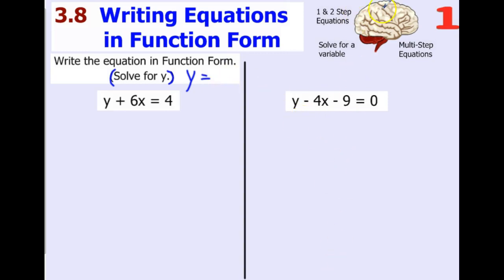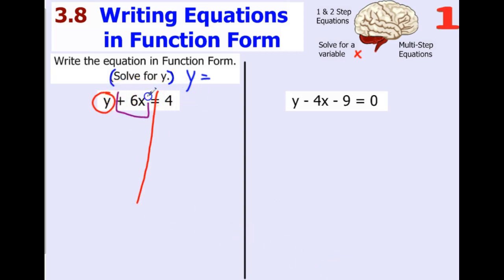Now I put a little brain up here because we already know how to solve 1 and 2-step equations. We know how to solve for one variable like x. And we also know how to solve multi-step equations. We're taking all of those skills and applying them here. We just now have two letters. So if we want y all by itself, we're going to follow the same steps we've been doing.